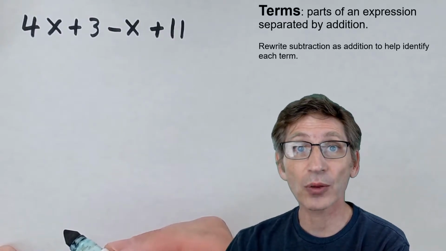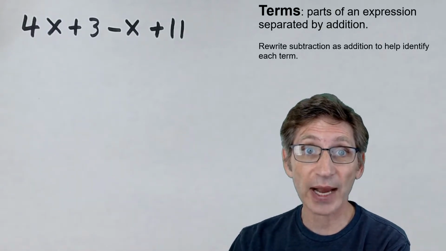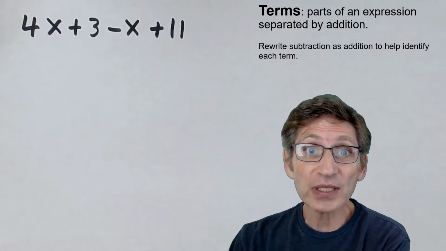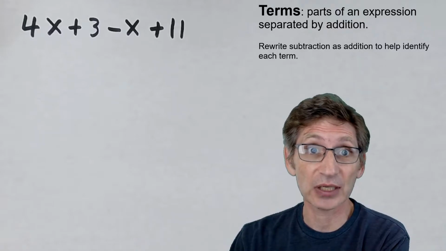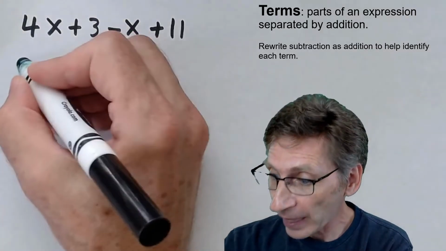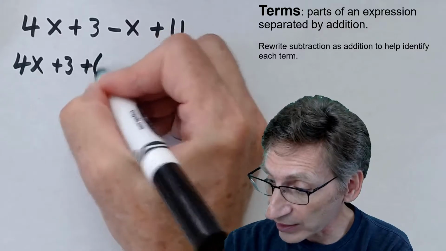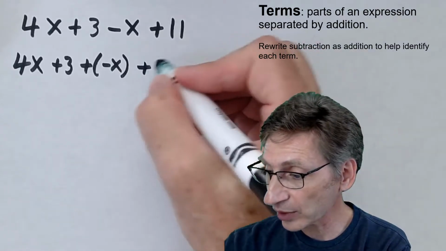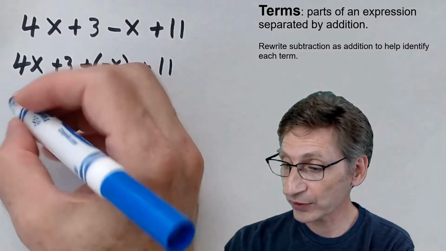So the terms are all the parts of the expression that are separated by addition. Interestingly, we consider subtraction to be addition because we're always going to put the sign with the term. If it's a little confusing to think about addition and subtraction as the same thing, we can rewrite this expression as an addition expression. That makes it 4x plus 3, and we have plus negative x, turning that subtraction into addition, and then plus 11.